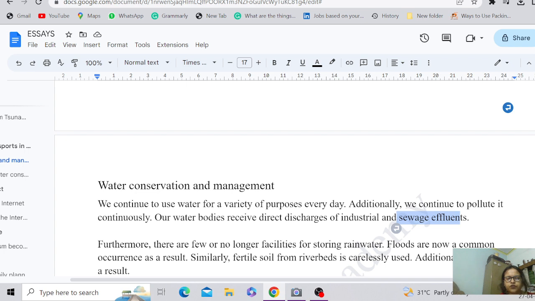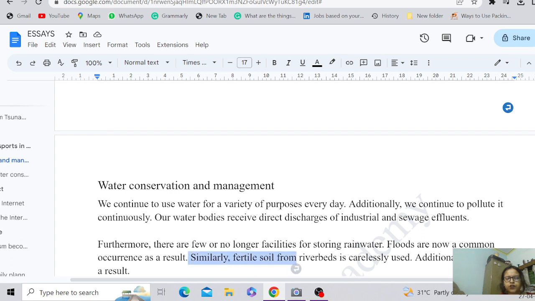Furthermore, there are few or no longer facilities for storing rainwater. There are actually a limited number of facilities used for storing rainwater. That is, either there is a limited number of facilities or there is no facility for storing rainwater. Floods are now a common occurrence as a result. Floods are now taking place as a consequence. So there are no longer any facilities for storing rainwater, and floods are actually taking place as a result.